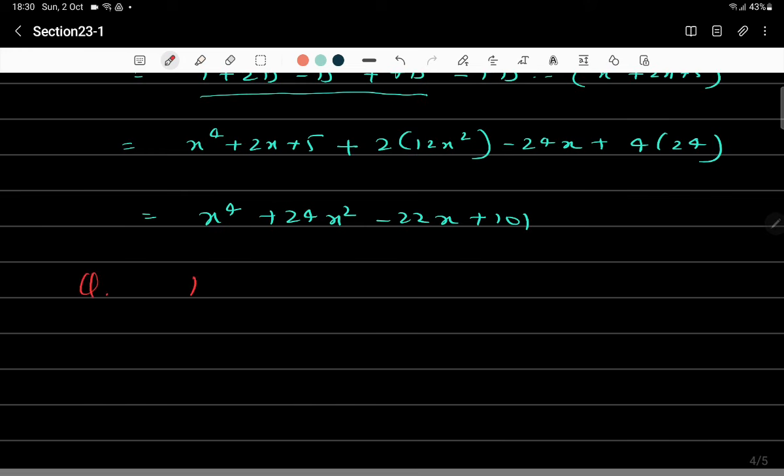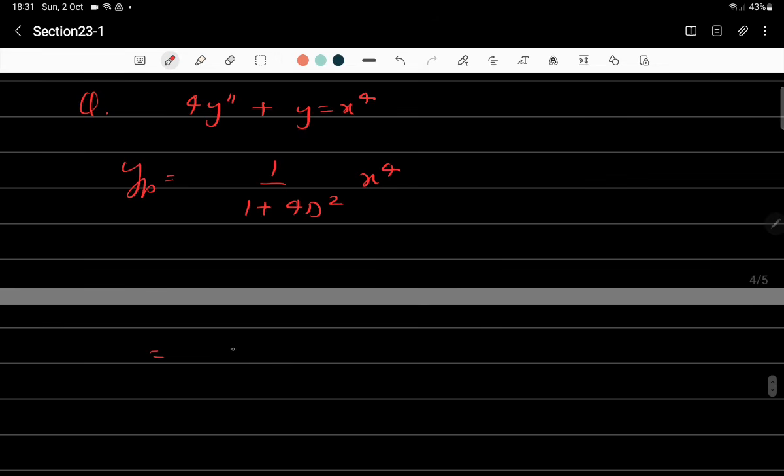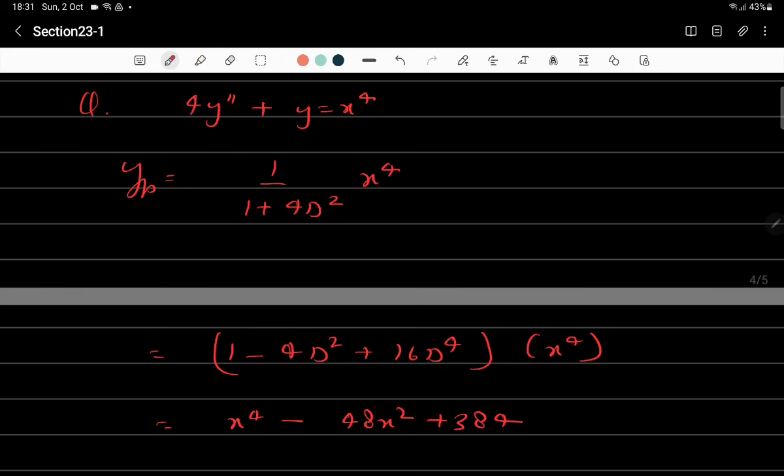Let's try one more question. 4y double dash plus y is x raised to the power 4. So my yp is 1 by 1 plus 4d square x raised to the power 4. So this would be 1 plus r, so 1 minus 4d square plus 16d raised to the power 4, and other terms I do not require. So it becomes x raised to the power 4 minus 48x square plus 384.